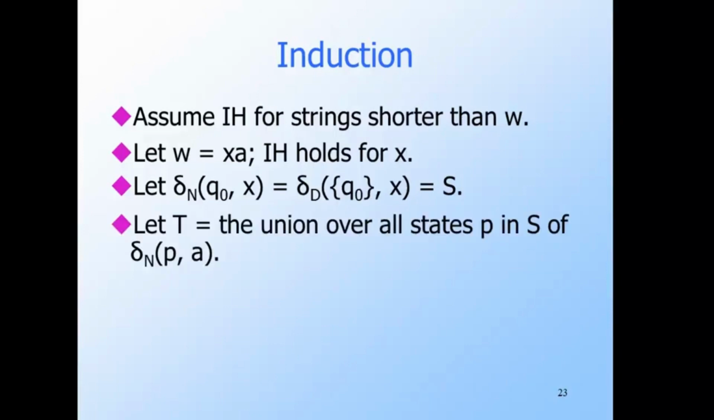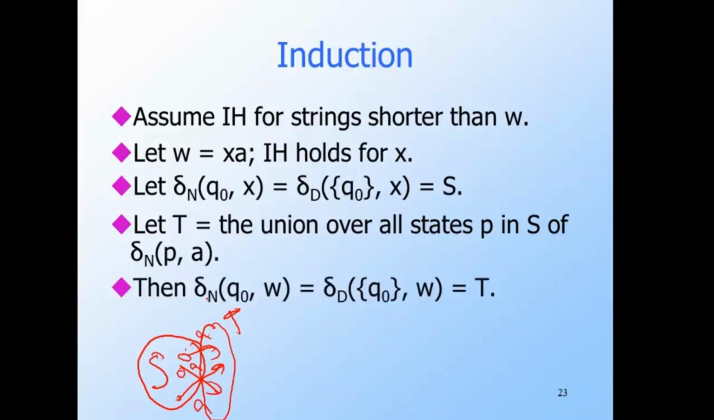Let T be the set of states the NFA can get to by starting in state S and following a transition on A. So here's set S of states, and coming out of various of these states are transitions on A. By the rule for the extended delta for NFAs, the set T of all the states that you get to is delta N of Q0 and W. By the subset construction, we also know that delta D of S and A is T. Thus, delta N of Q0 and W and delta D of Q0 and W are both T. The latter, of course, is by the extension rule for deterministic automata. That is how you compute the extended delta. So we have therefore proved the inductive step.